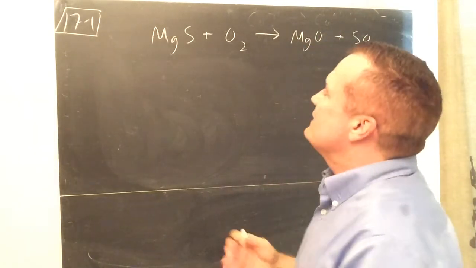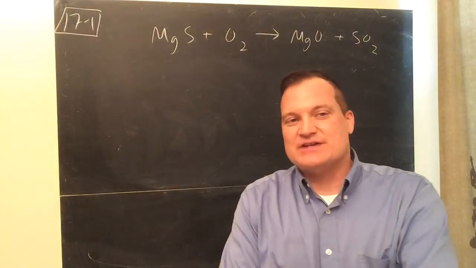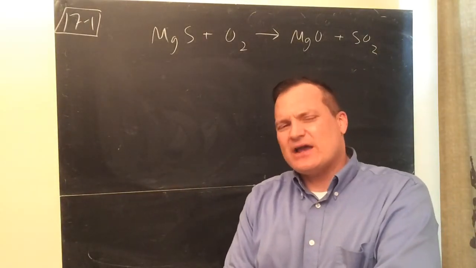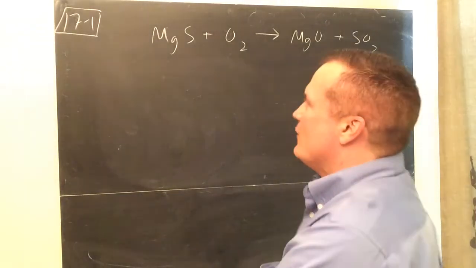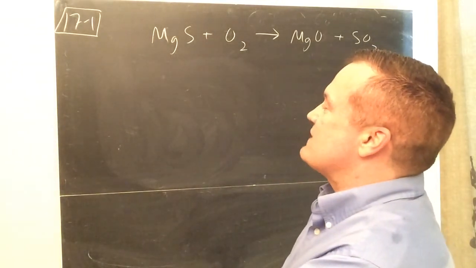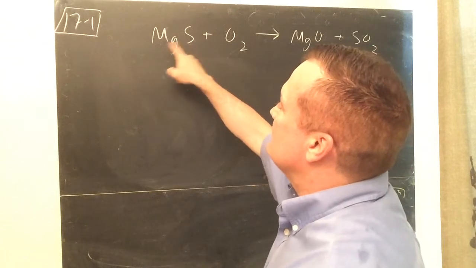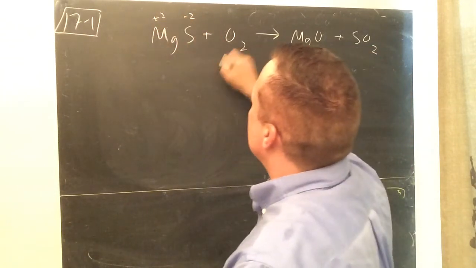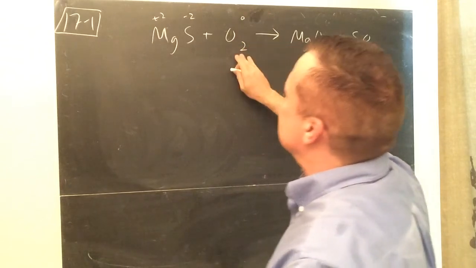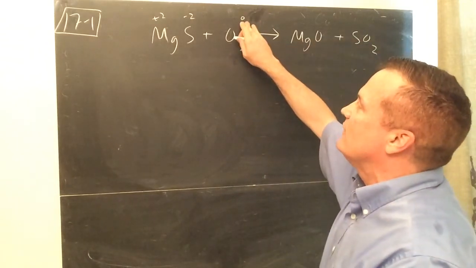And let's just see. This is actually an oxidation reduction reaction. How can you tell if a reaction is a redox or oxidation reduction? Well, you have to label the charges of everything. Always start from the negative one. Sulfur, -2, magnesium, +2. Oxygen, any element in its free state is always 0.